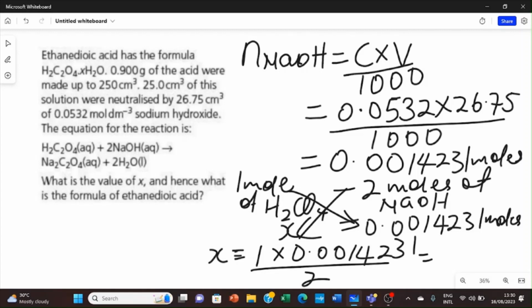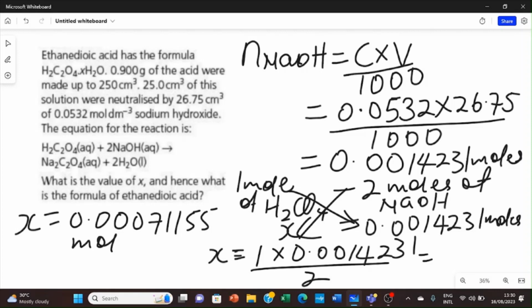X now will be equal to what? 0.00071155 what? Moles. So this is the number of moles of sodium hydroxide in 25 cm3, because it's 25 cm3 of the acid solution that was neutralized by the sodium hydroxide. So this is the number of moles of the acid in 25 cm3. So we have to calculate the number of moles of the acid in 250.